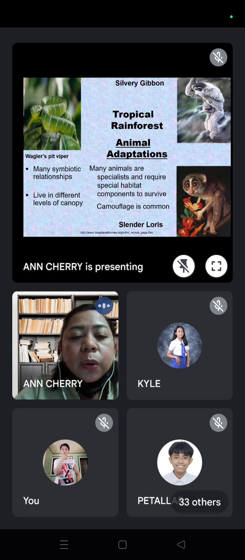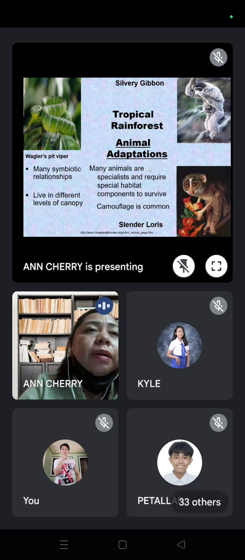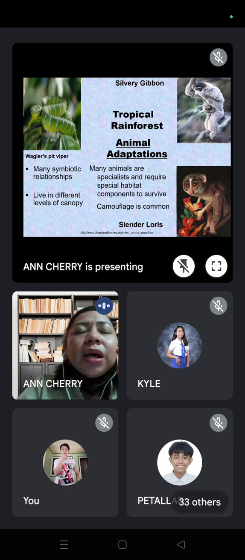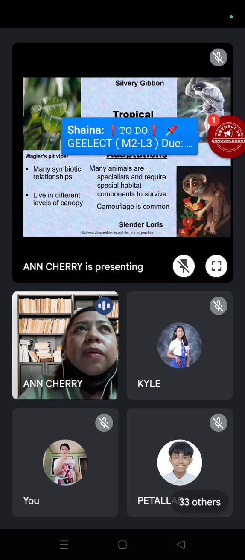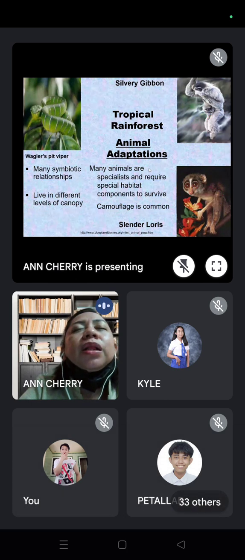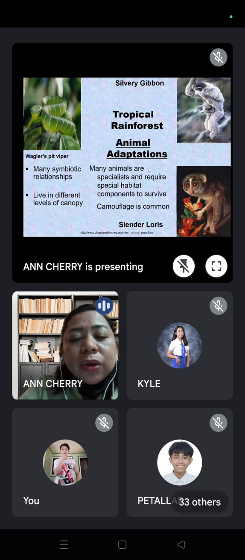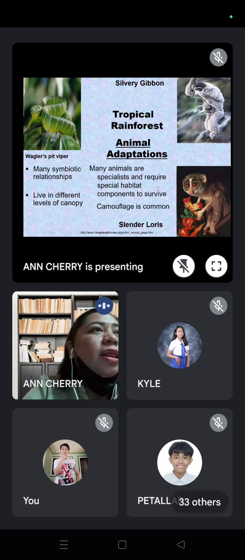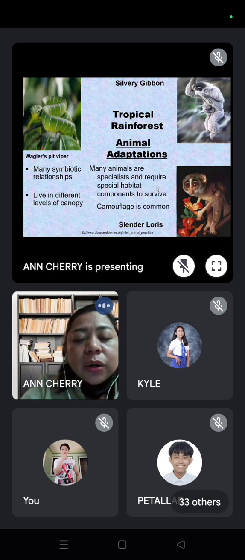Okay. So many animals are specialists and require special habitat. So they are specialists. Meaning, if they are specialists, they are not generalists. Therefore, they have a unique habitat, and special food requirements. So this makes them very vulnerable to any changes in their habitat.